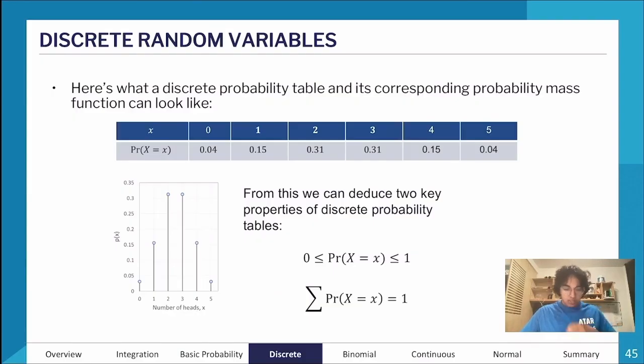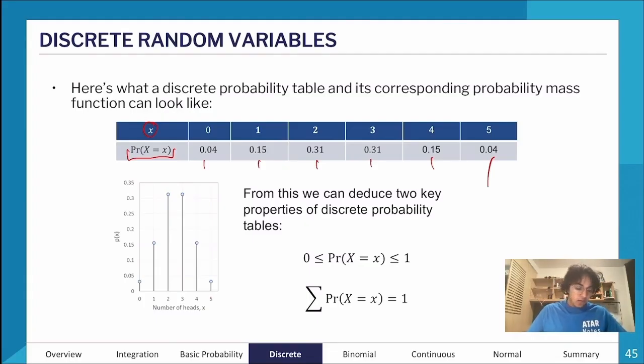Okay, so this is what a discrete probability table would look like, right? We have our variable name here, and the probability shown there as well. So x can take the values 0, 1, 2, 3, 4, 5, each with its corresponding probability here, right? All of these must sum to 1, which we can see, and all of them must be between 0 and 1. They can't be negative, they can't be greater than 1.